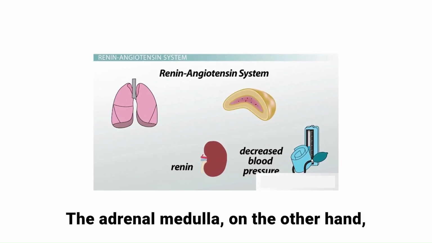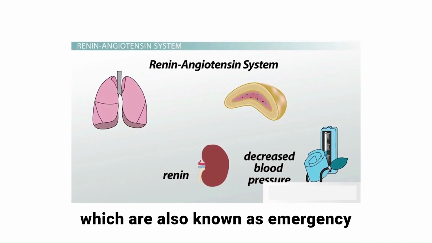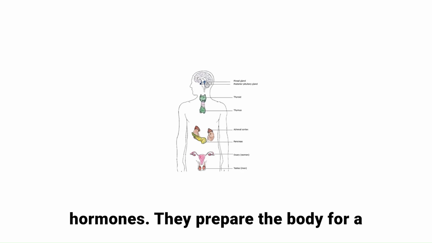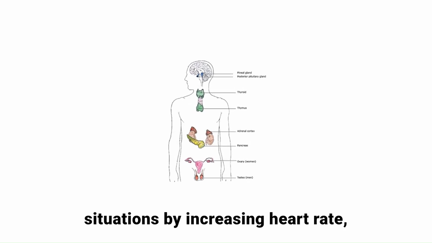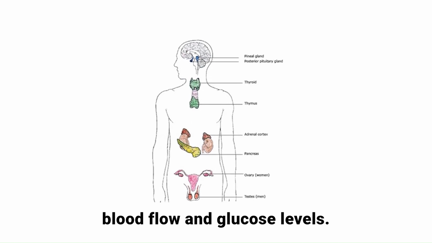The adrenal medulla, on the other hand, secretes adrenaline and noradrenaline, which are also known as emergency hormones. They prepare the body for a fight-or-flight response during stressful situations by increasing heart rate, blood flow, and glucose levels.